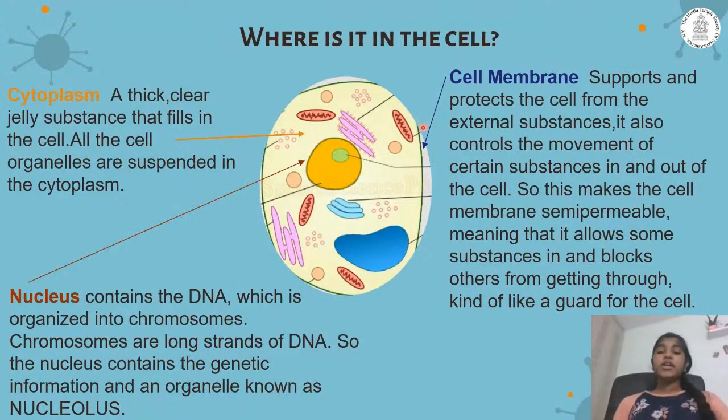Cell membrane. This supports and protects the cell from the external substances. It also controls the movement of certain substances in and out of the cell. This makes the cell membrane semi-permeable, meaning that it allows some substances in and blocks others from getting through. It's kind of like a guard for the cell.